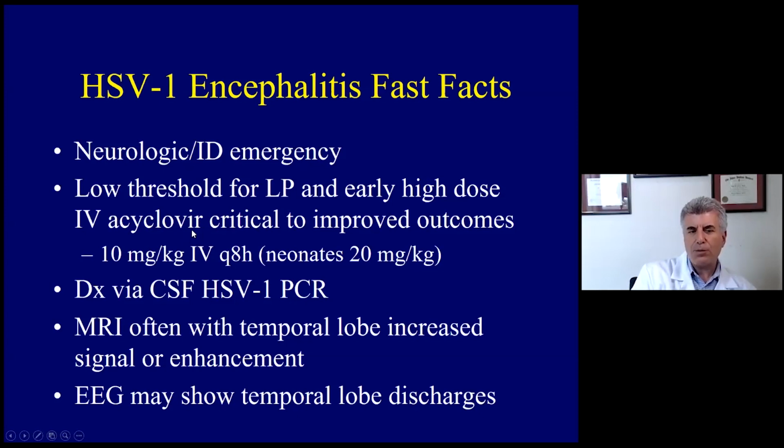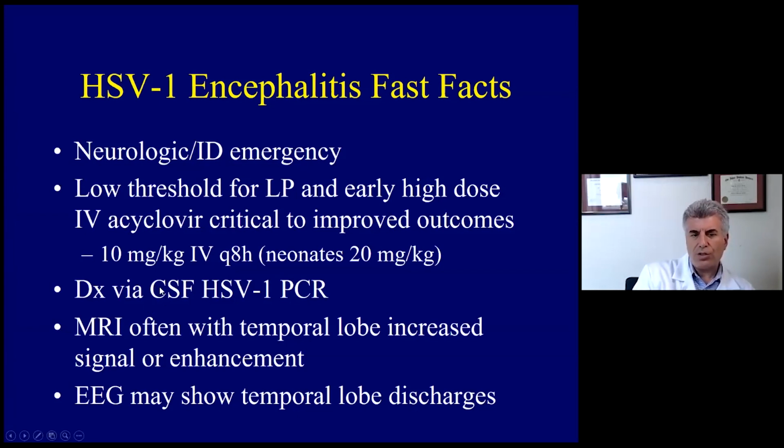Typically, we do 10 mg per kg every 8 hours. In neonates, we go up to 20 mg per kg every 8 hours. And that has been shown to improve outcomes. The earlier you start therapy, the better the outcomes. This can be a serious illness. It can have significant neurologic morbidity that can be permanent, and it can have mortality as well.